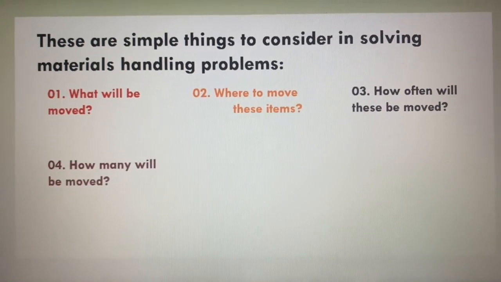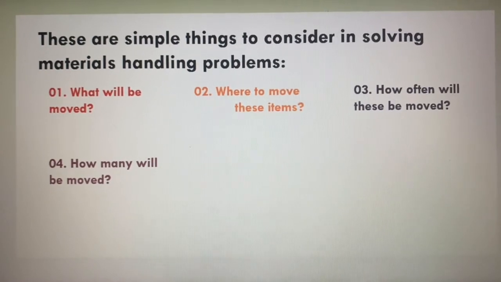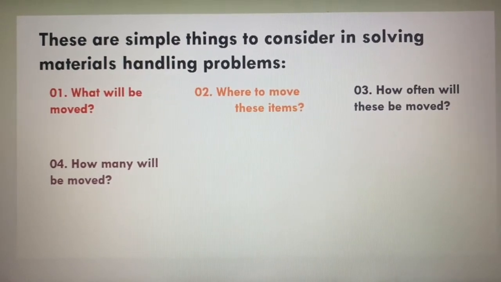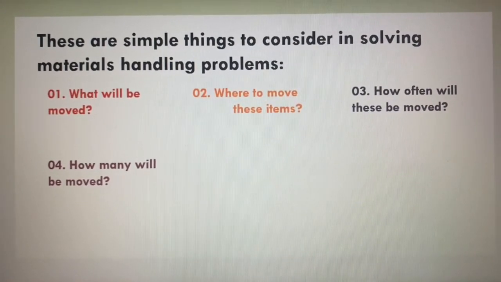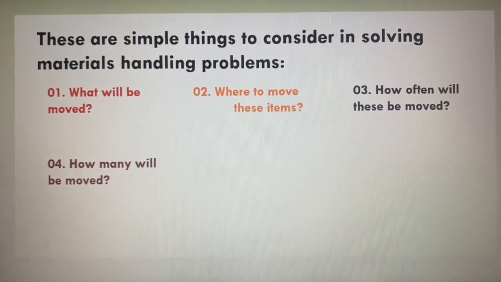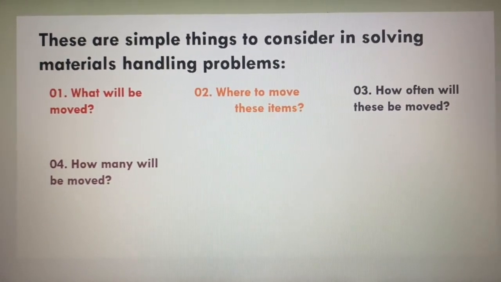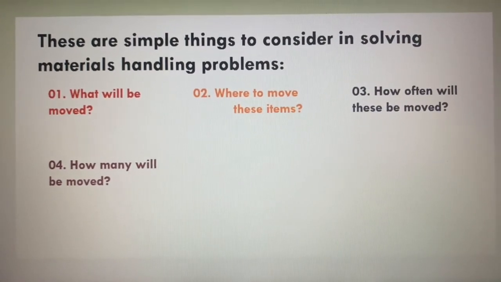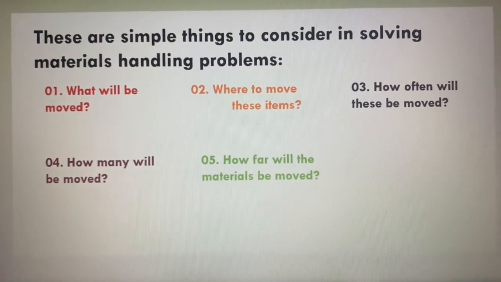Number 4 is how many will be moved. Always have special handling equipment that could do the job, especially if there is a large number of material to be moved. We should also determine the number of the objects or the materials that we are going to move so that we will determine the equipment that we will use to move those materials. And number 5, how far will the materials be moved?